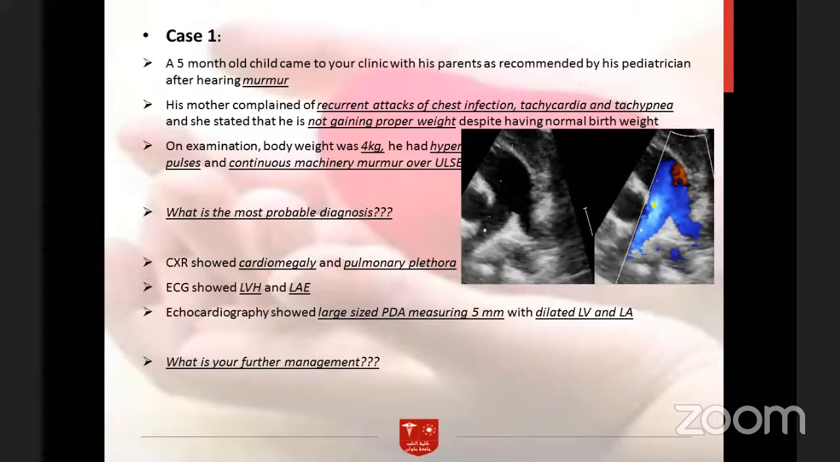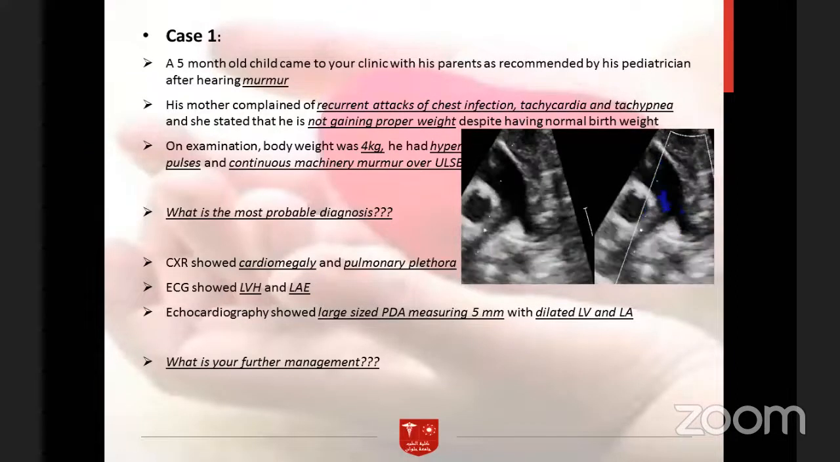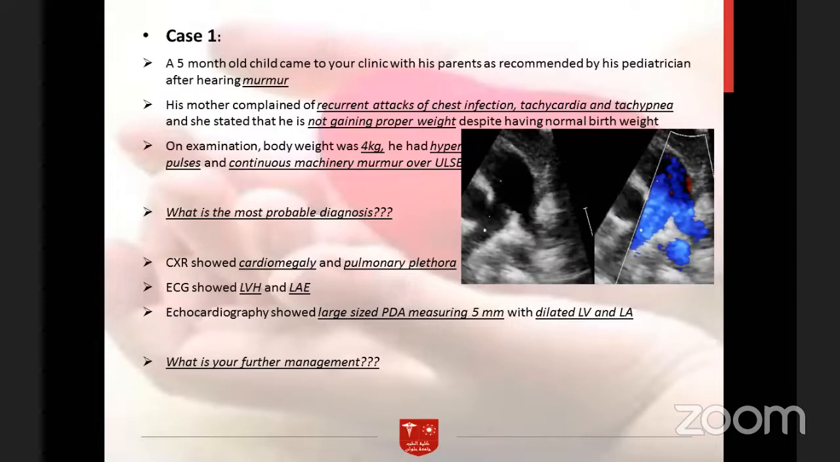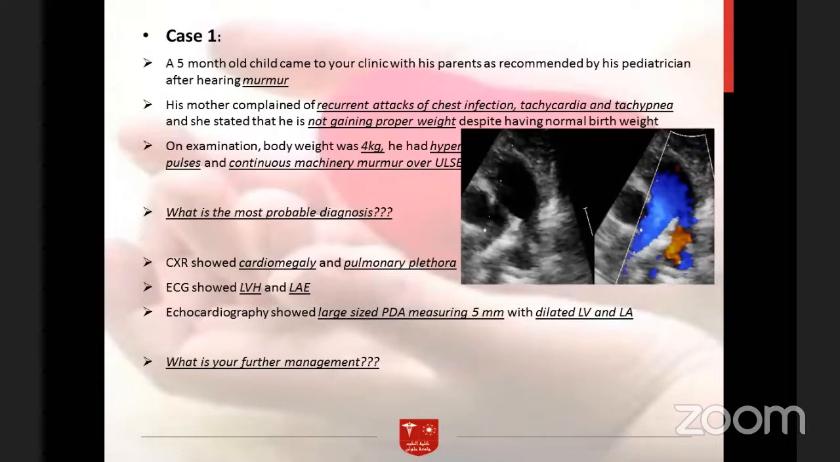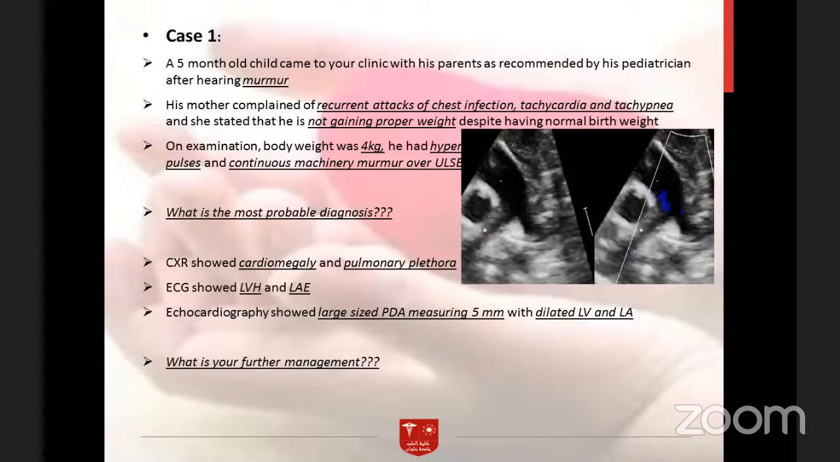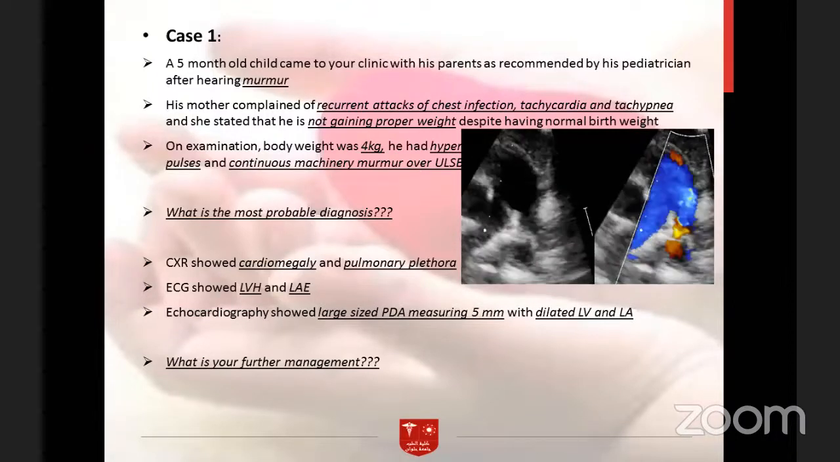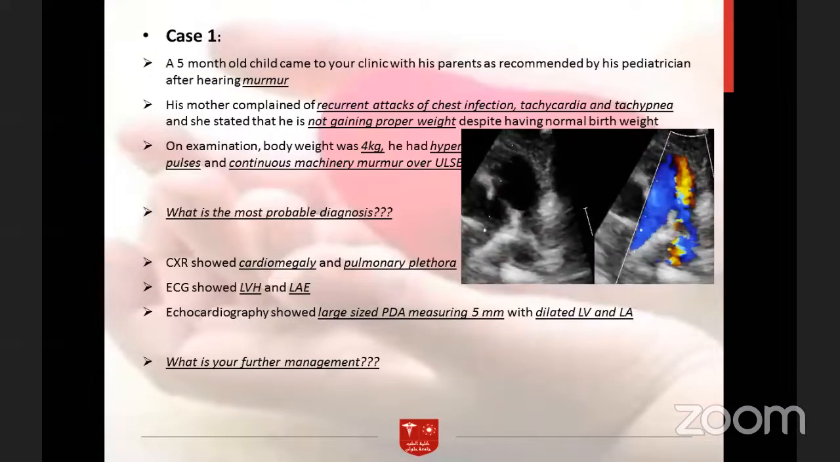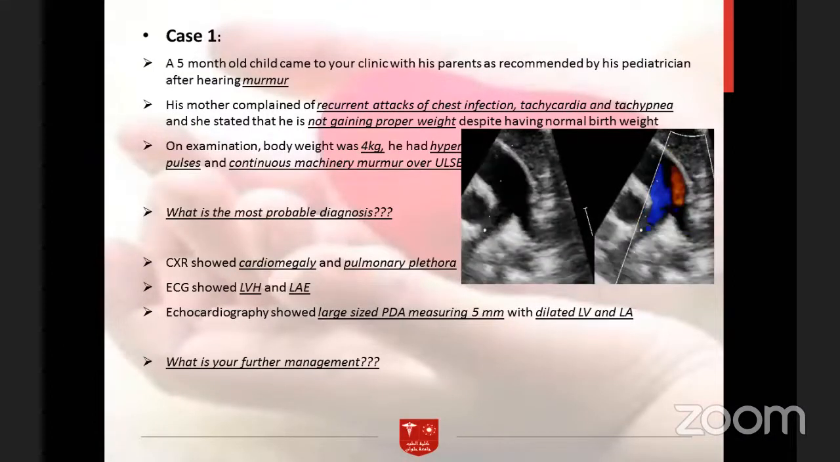So we prefer to do a division for the duct because if we do simple ligation, there is a possibility that we leave residual PDA, or even if we close it initially, it can recanalize. So we prefer to divide it. Also, it has been described that ligature can cut through the PDA and then you get catastrophic bleeding later on.